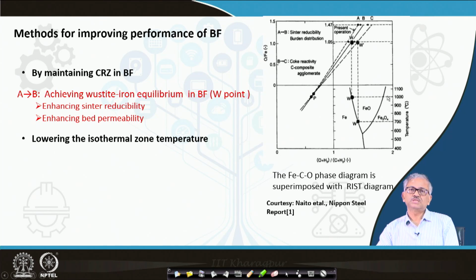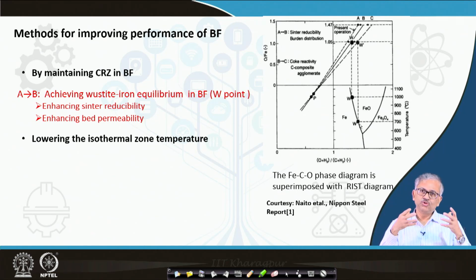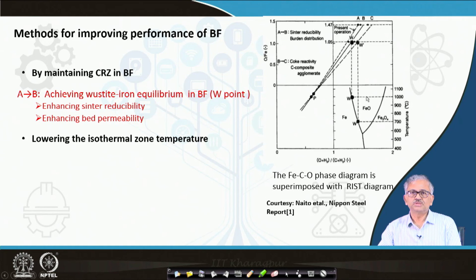Now, if I can reduce this isothermal zone temperature, suppose I have a 700 temperature, then what happens? You are coming here on the Wustite-Fe line. This is the Wustite-Fe line. If you reduce the temperature, your O by C basically increases. That means the CO utilization increases. It means that at equilibrium, less volume percent of CO is in equilibrium. So here it was suppose 70%, here it will be less than that, maybe 60% CO will be in equilibrium and 40% can be utilized. Here only 30% can be utilized, 70% CO will be in equilibrium, right?